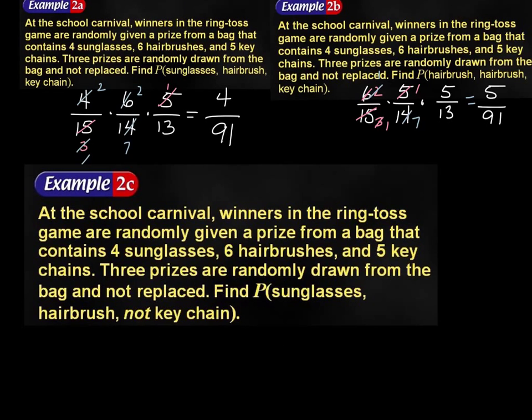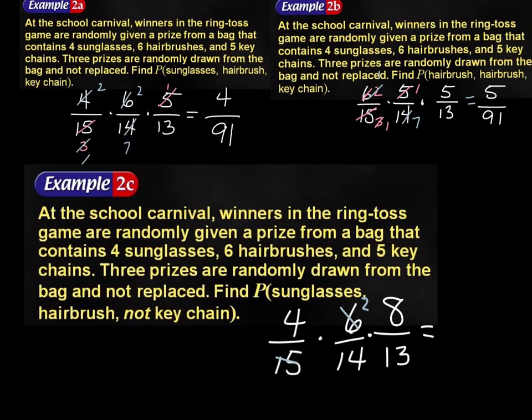Okay, this time they want us to start with sunglasses, which we had 4 out of 15, and then hairbrush, which was 6 out of 14, and then not a keychain. Okay, we have 13 items left, and we've taken out 2, and there were 10 not keychains to start with, so 10 minus 2 leaves us 8 not keychains. And we can cancel again, cancel by 3, cancel by 2.